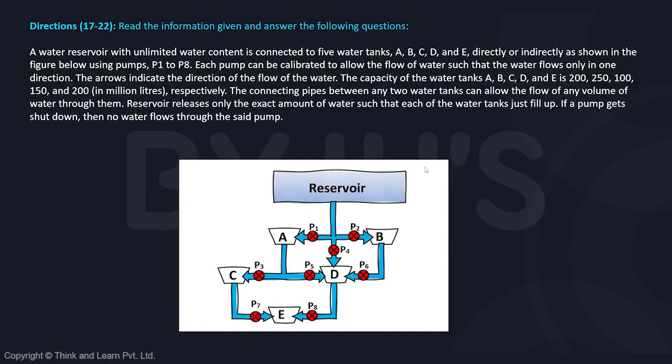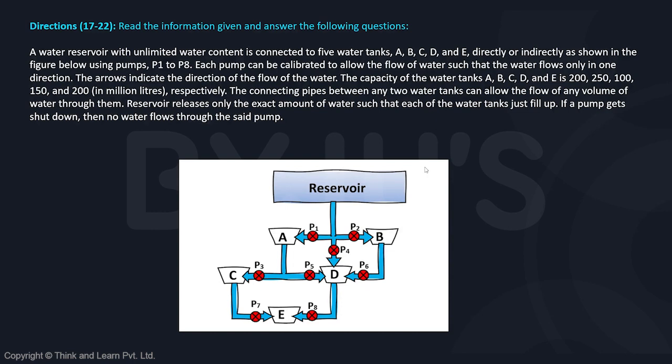Set 4. A water reservoir with unlimited water content is connected to 5 water tanks A, B, C, D, and E, directly or indirectly as shown in the figure below using pumps P1 to P8. Each pump can be calibrated to allow the flow of water such that the water flows only in one direction. The arrows indicate the direction of the flow of the water.